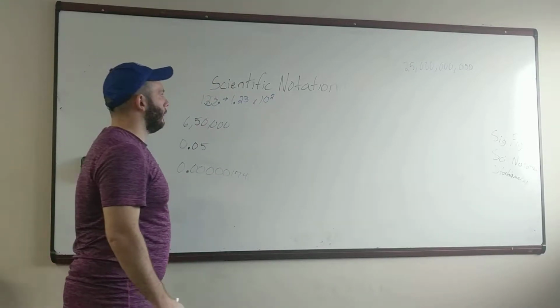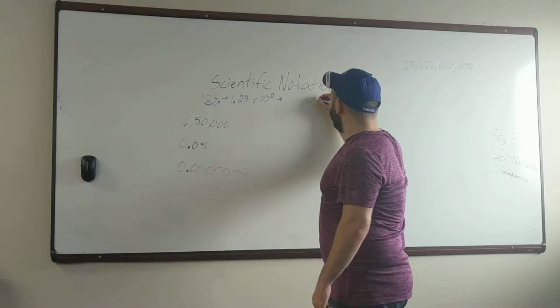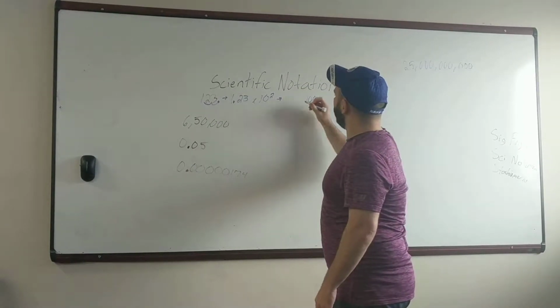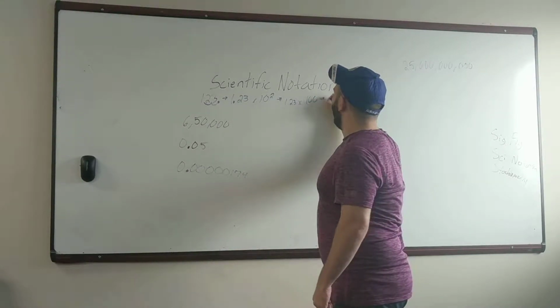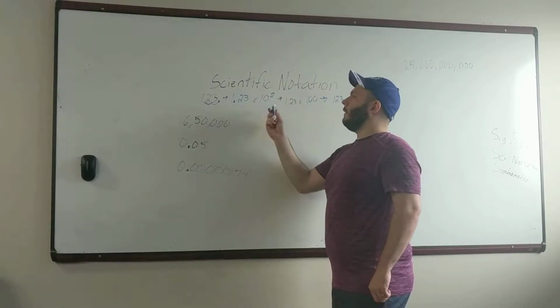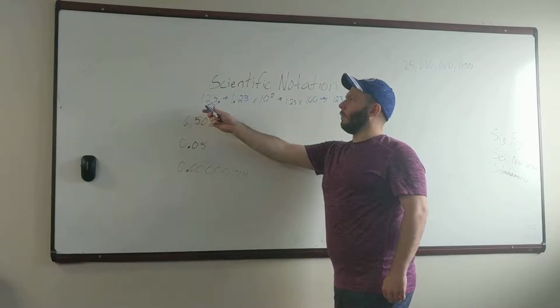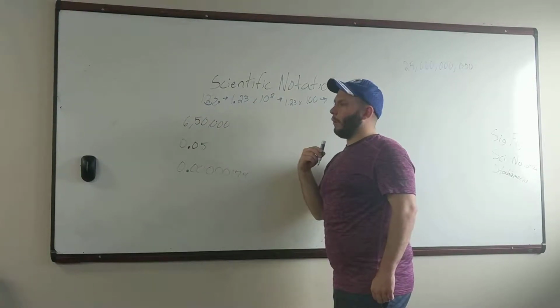So let's double check that. 10 to the second power is 100, because 10 times 10, times 1.23. And that gives us back 123. So we know that this is proper scientific notation for 123: 1.23 times 10 to the second power.